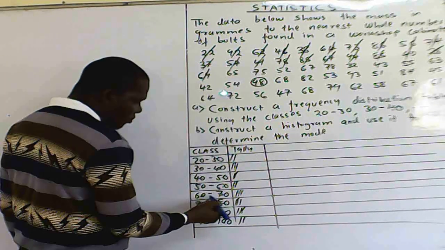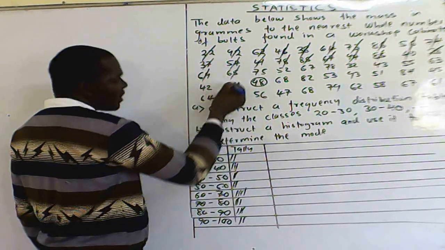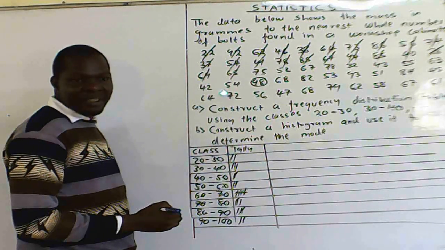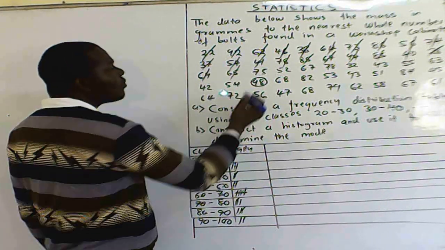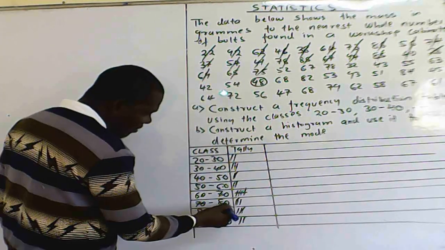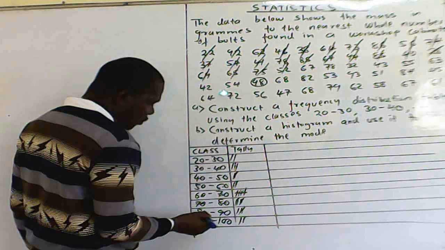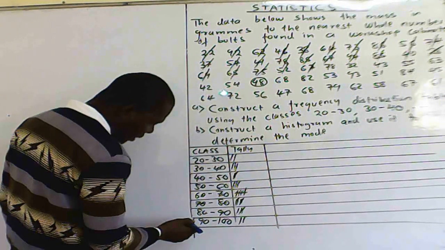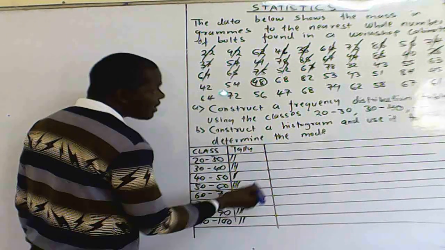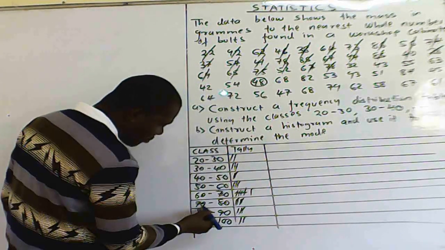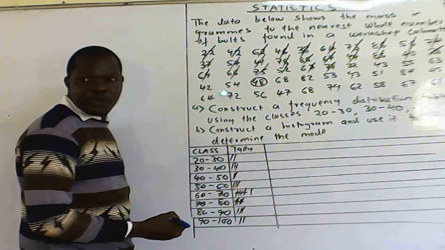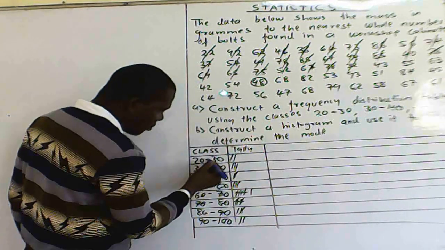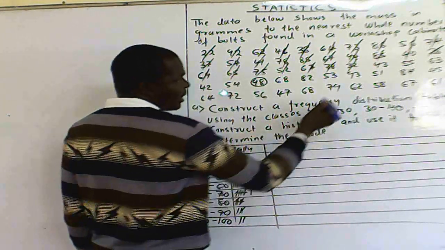Then 69 is between 60 to 70. 65 is between 60 to 70. Then you type it, isn't it? Are we together? Yes. Then move. 75 is between 70 to 80. 52 is between 50 to 60. 67 is between 60 to 70. 78 is between 70 to 80. 51 you type it, isn't it? Are we together? Yes. Then 32 is between 30 to 40.